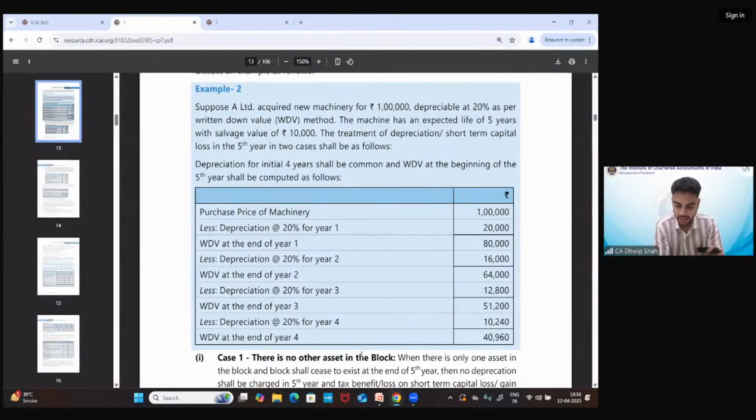Suppose A Limited acquired a new machinery for rupees 1 lakh, depreciable at 20% as per WDV method. So 20% is the WDV rate. The machine has a life of 5 years. And salvage value, meaning the selling value at the end of life, is 10,000. Means at the end of the 5th year, the scrap value is 10,000. The treatment of depreciation and short-term capital losses shall be as follows.